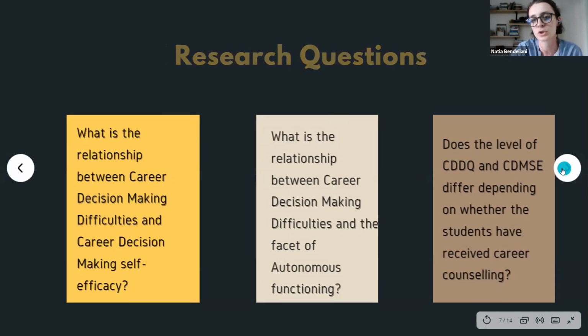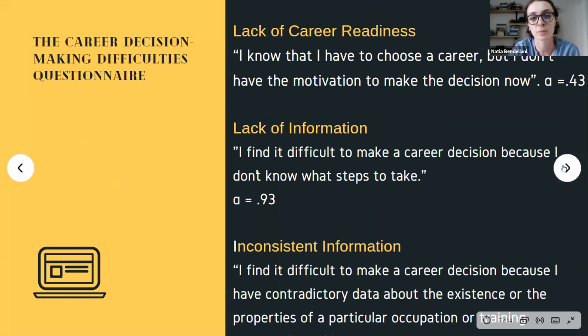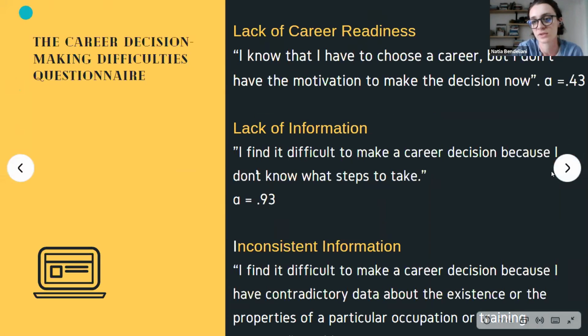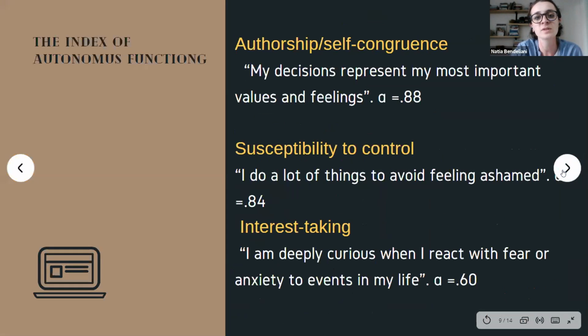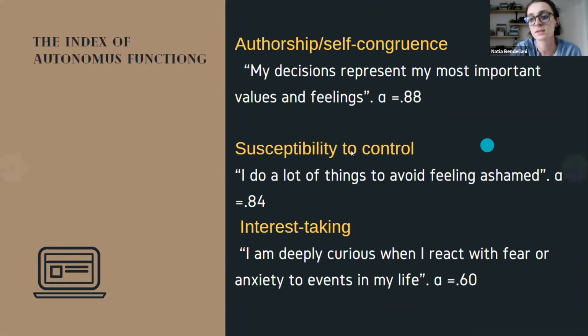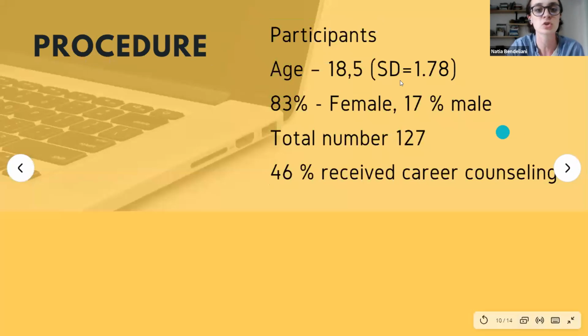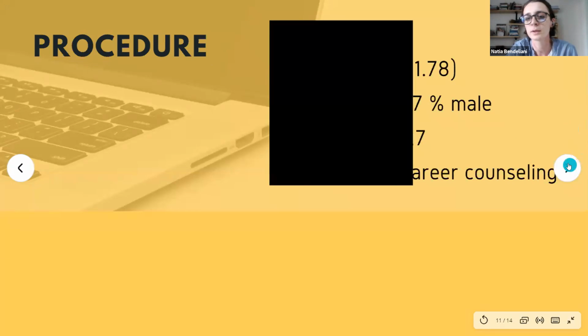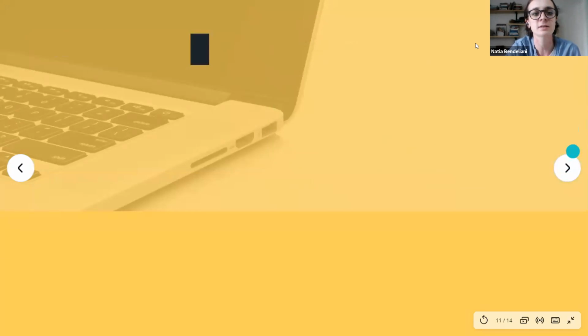I'm not going to focus and present what instruments I've used, but what I want to mention is that all of them were self-directed forms, and if you're interested, I can send you these instruments. Okay, move to the procedures. We received responses from 127 students, and their age was like 18 years old, most of them, as you can see. Move to the results.